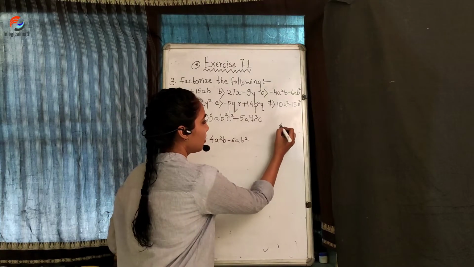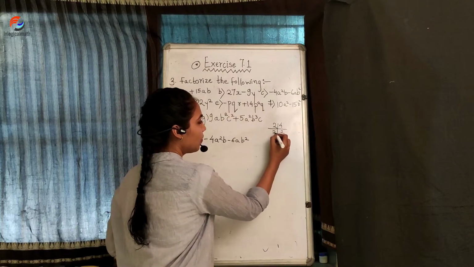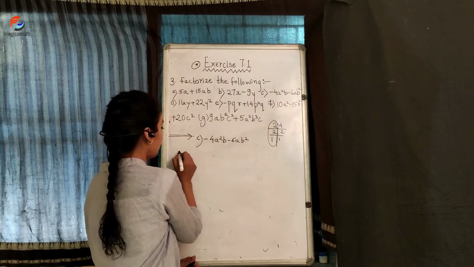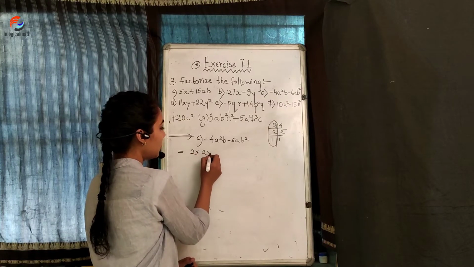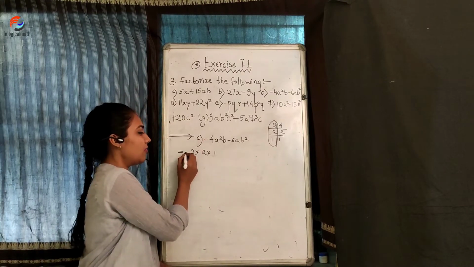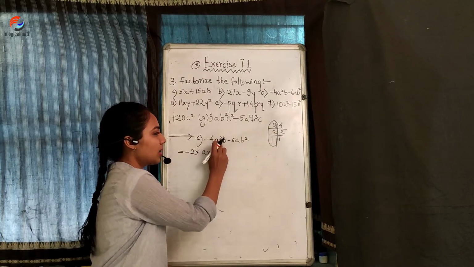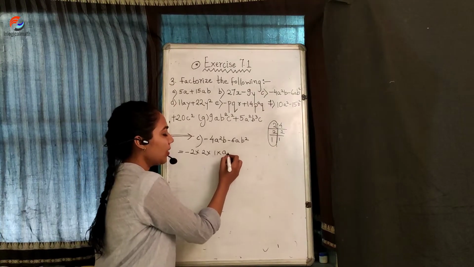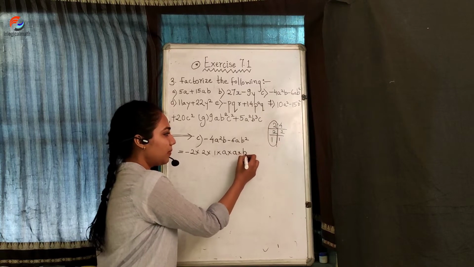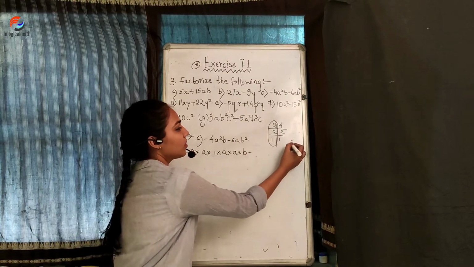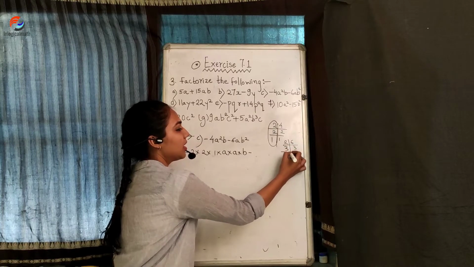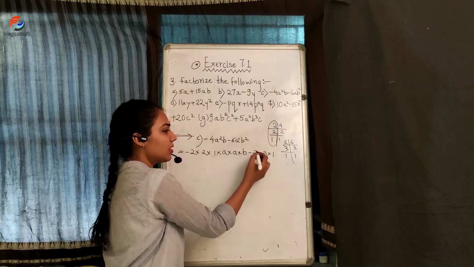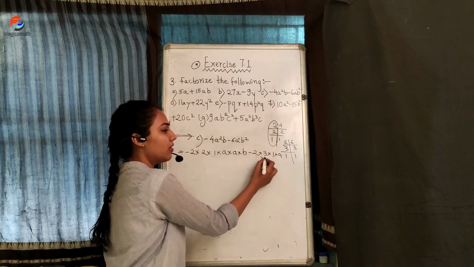What are the factors of 4? 2 2s are 4, 2 1s are 2. The factor of 4 is 2 multiply 2 multiply 1, and put this minus sign in front. Now a square: a having 2 powers, so write a two times, multiply a multiply a, multiply b. Minus 6: find the factor of 6. 2 multiply 3 multiply 1. A having power 1, multiply a. B having power 2, multiply b multiply b.